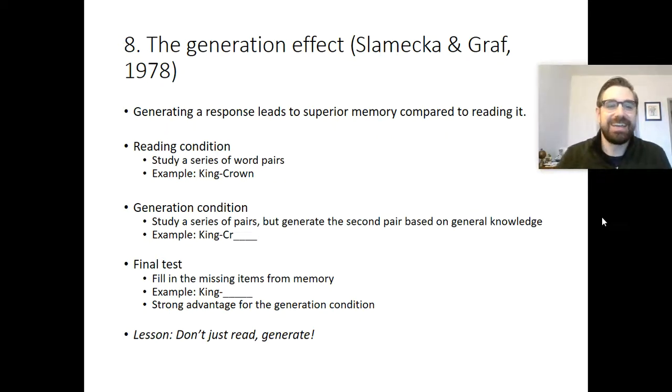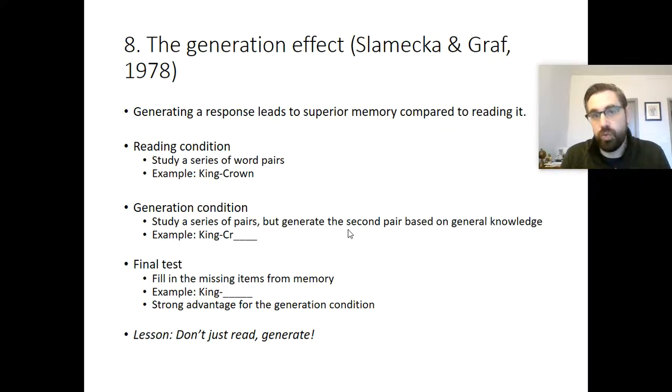The way we demonstrate the generation effect, which has been replicated hundreds of times and works every time for basically all people, is you have a reading condition where you just get word pairs like king, crown, and you read those words. Maybe even you read them out loud to make sure that you're processing them. Then you have a generation condition where you get the word king and then the letters CR, and you never see the word crown. But I can make an association on my own between the word king and the word crown, and I can generate the rest of this word pair and say, oh, this is king crown.